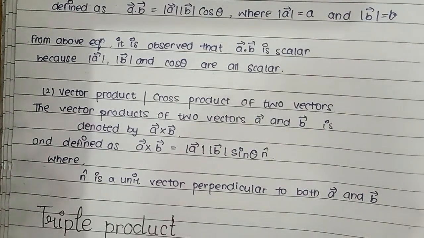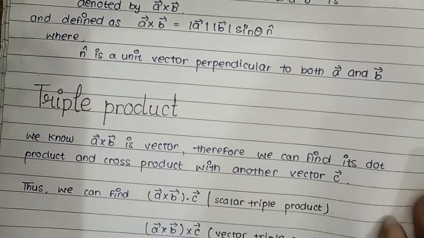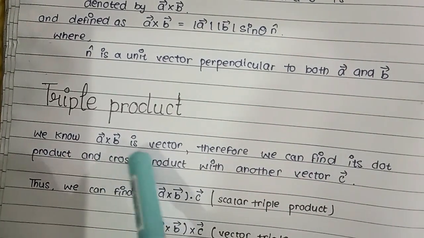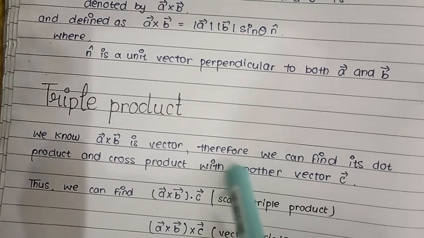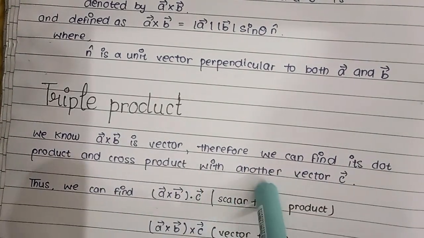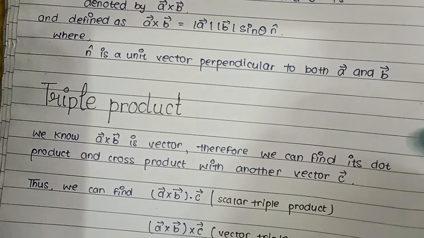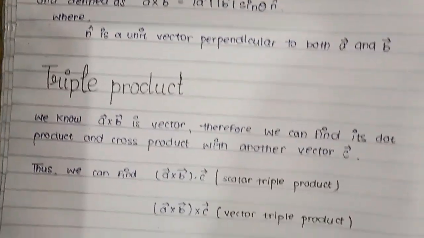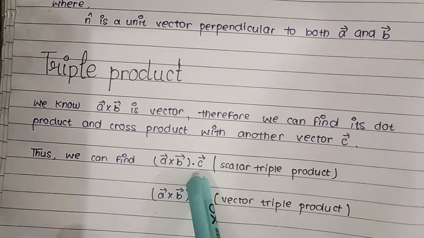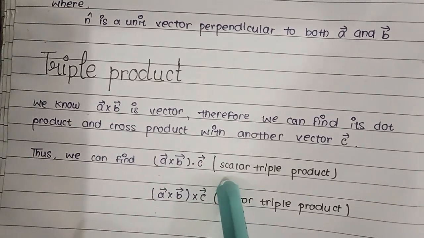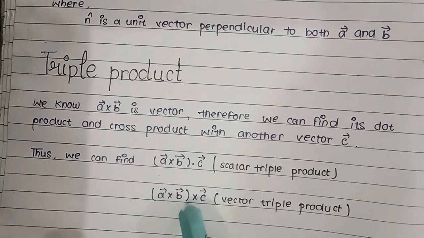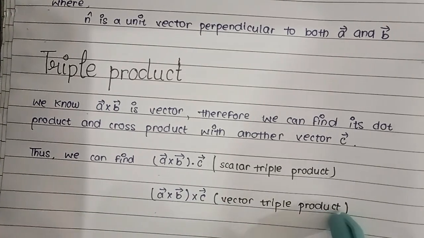So now let us begin with the triple product. As we discussed above, a vector cross b vector is a vector. So therefore we can find its dot product and cross product with another vector c, which gives us the triple product. Thus we can find a vector cross b vector dot c vector, which is the scalar triple product, and a vector cross b vector cross c vector, which is the vector triple product.